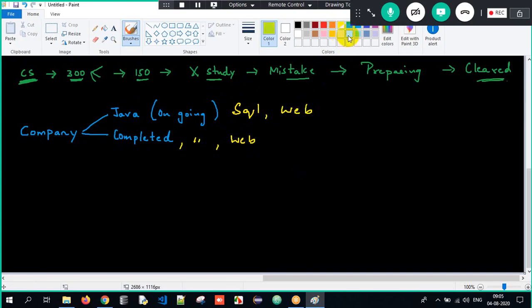So there are two ways of doing it. If you're ongoing, certain companies are okay with it. Ongoing means you're still pursuing Java, SQL, and web. It's fine. They'll say, we want the basic knowledge, and if they're okay with the basic knowledge, we will train them nicely. For the first three months, we will train them nicely and deploy them into projects. But if they are adamant that they require only completed candidates, then you must be completed.